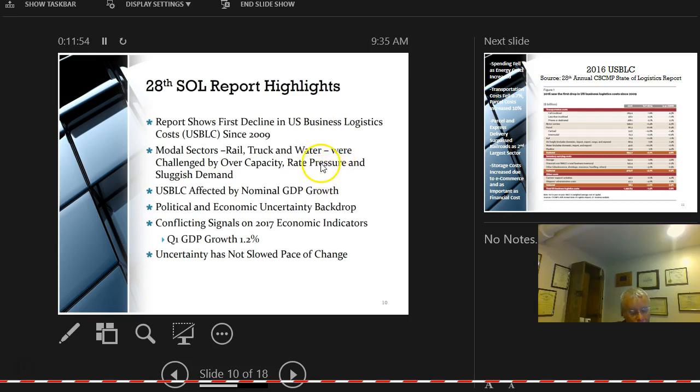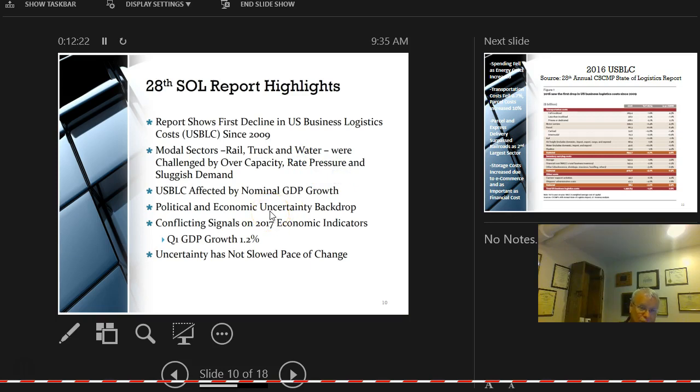So what we're seeing here, and we've talked about this, and you will talk about this as we go through this class, is the impact of overcapacity. As trade and demand slowed down, the carriers themselves were not able to respond at the rate at which demand slowed. So we have overcapacity. Overcapacity puts rate pressure, and that's what we saw.